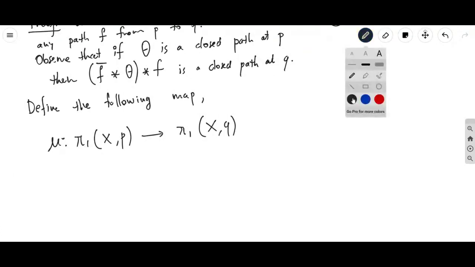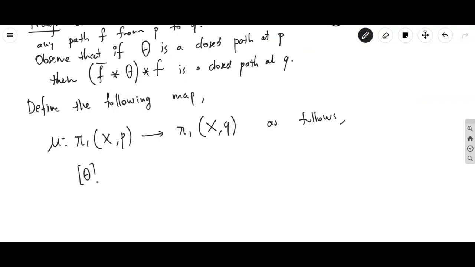So how is it going to be defined? Here's how we do it, as follows. We're going to choose a homotopy class in this one. This means it's a homotopy class of closed loops that begin and end at P. And we're going to say that mu of that entire thing is going to be equal to, by definition, that's the way the mapping is defined.